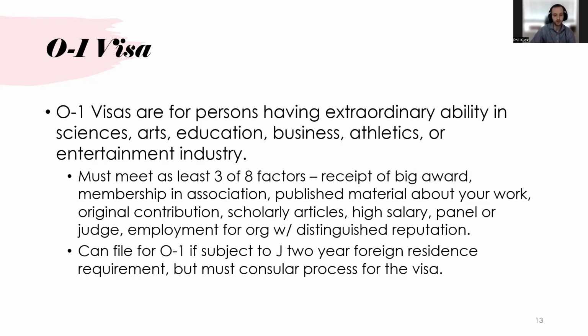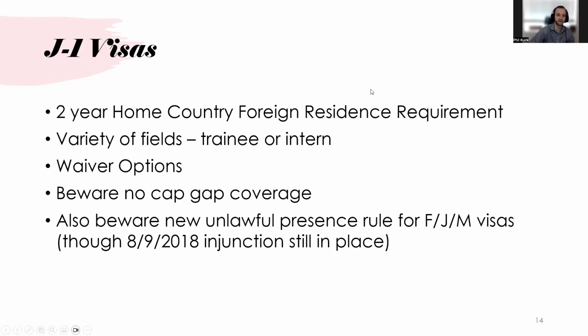So you can file for an O1 if you're subject to a J, if the J visas have a 2-year foreign residence requirement. We'll briefly go over the J in just a second here. But you have to consular process for the visa. You can't just change status here in the United States.